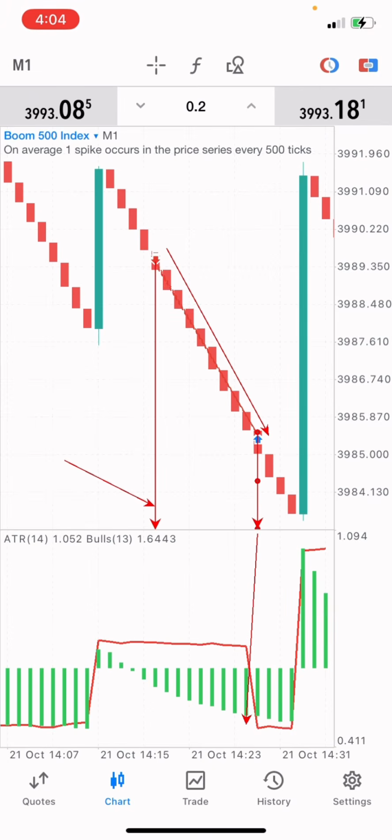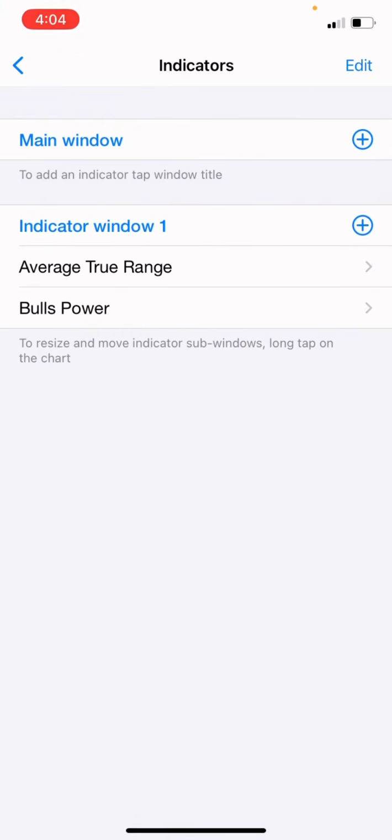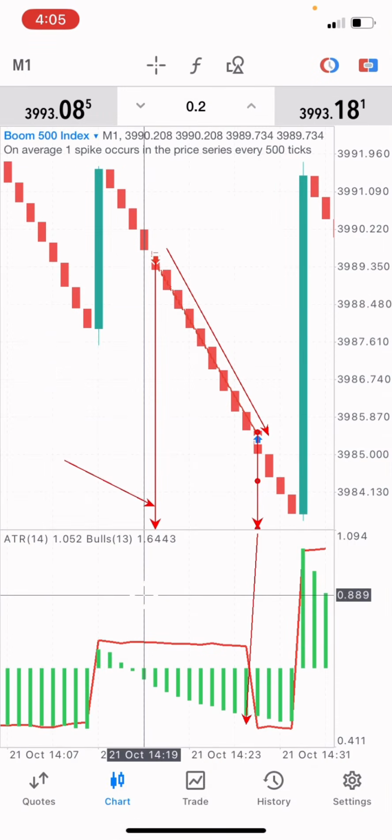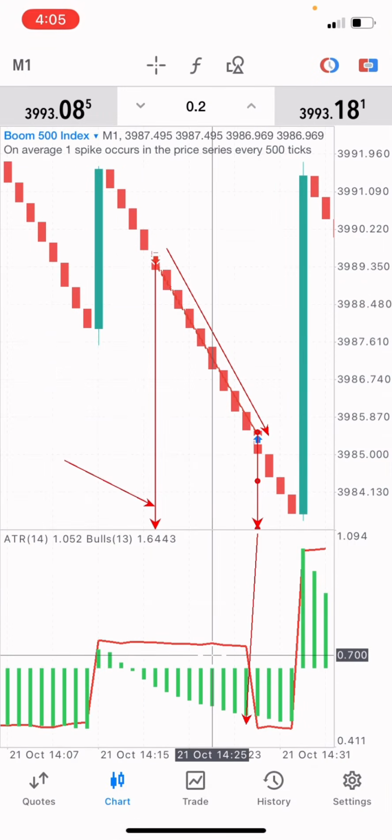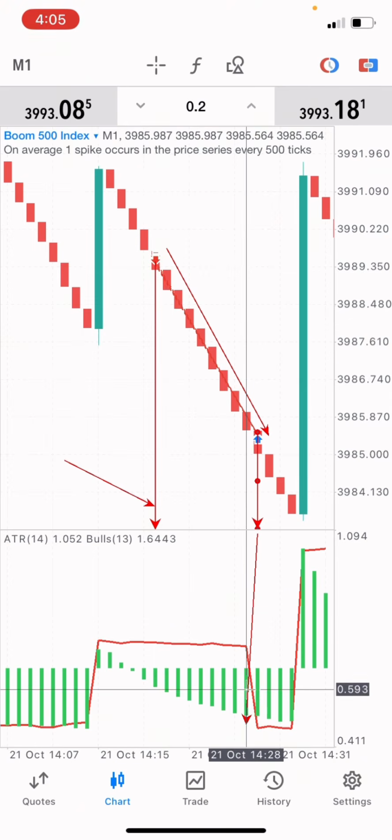You can clearly see that I had to combine 2 indicators just to get this particular strategy. I had to combine the average true range and the bull's power together just to get this strategy. And this strategy is to avoid spikes. It's not to trade the spike or to predict the spike. It's to avoid the spike when taking a sell. When you're taking a sell, you avoid spikes. And the only way you can avoid the spike is when you notice that the bull's power crosses or touches the average true range in a downtrend. So I hope you understand what I just said in this video.